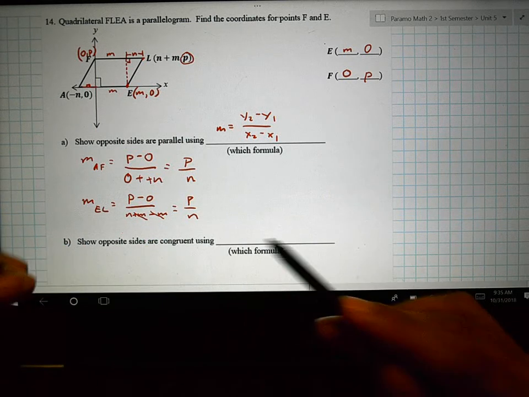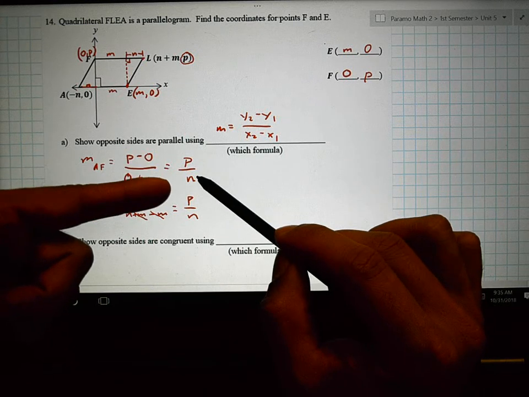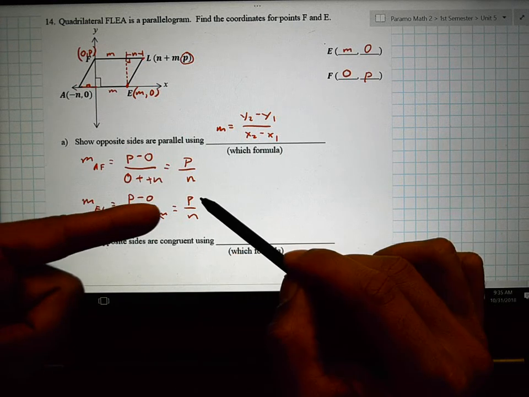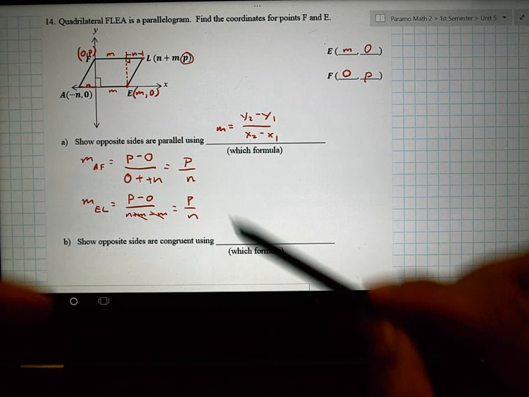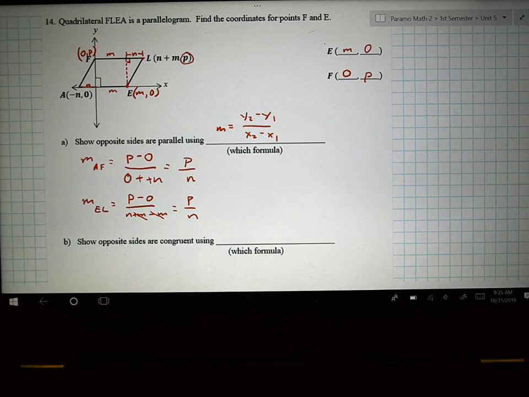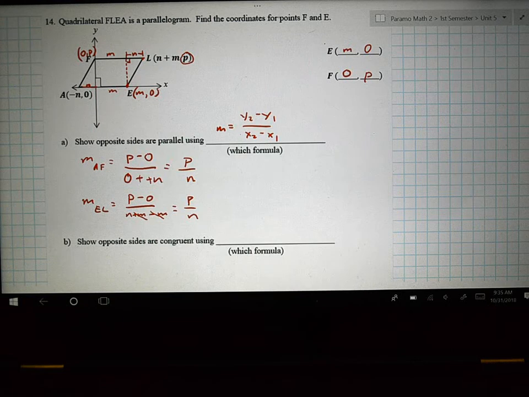Now, the big idea behind this is look at the slope of this one is p over n, and the slope of this one is p over n. What does that tell you? The slopes are the same. What else does that tell you? It tells you that they are parallel to each other. Now you know that these two sides are parallel.